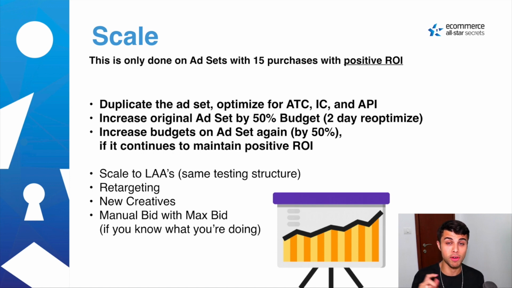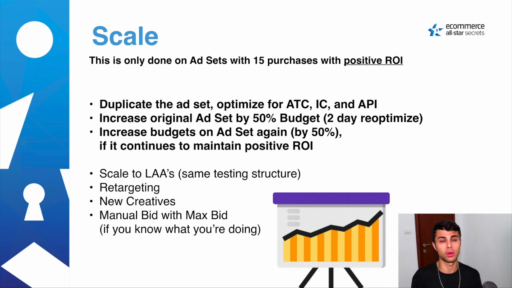Other than that, I'll increase the original ad set, which is the one that is successful, by 50%. So if the ad set is on $30, I'll increase it to $45. And don't shut it off if after a day it banked or crashed. Give it 2 days, sometimes even 3, for it to re-optimize. Usually it will start working as good as before.